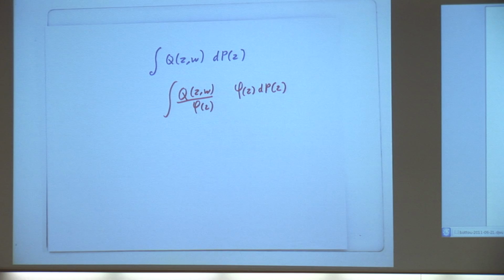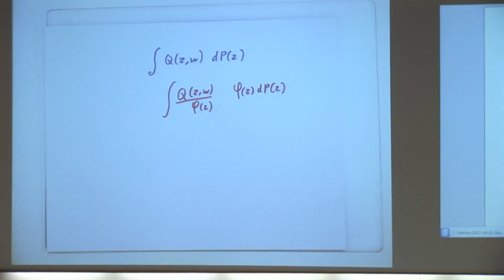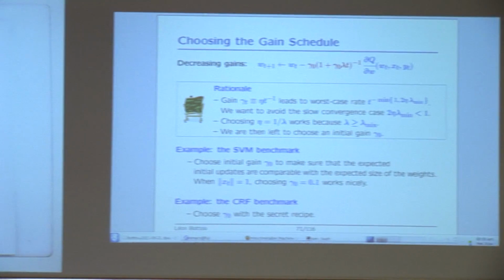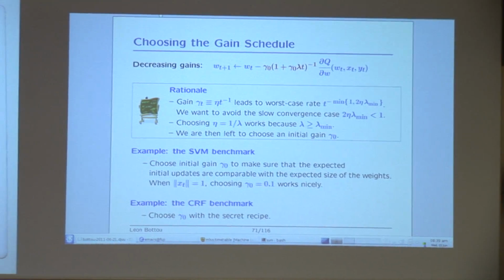So these days, I'm using things like this, like gamma 0 (1 plus gamma 0 lambda t) to the minus 1. Why this? Well, first, it makes sure that when you start at t equals 0, the first gain is gamma 0. So you can choose it easily. And you want to choose something not too large because you don't want to go very far away at the beginning and then crawl back your way through.